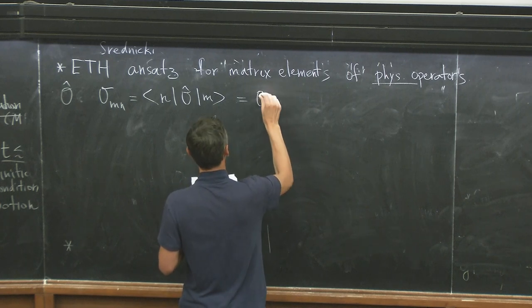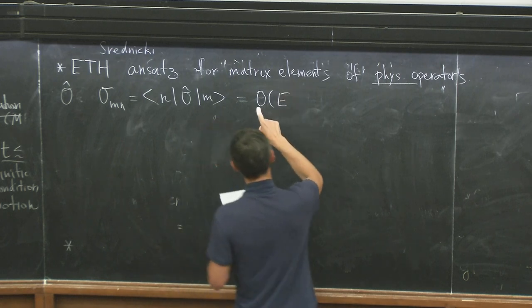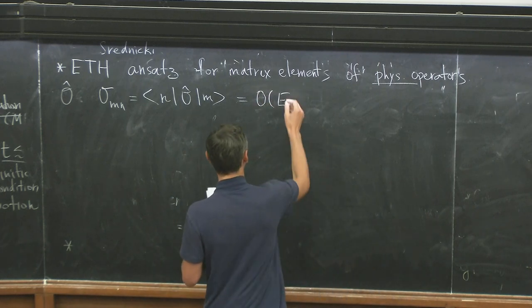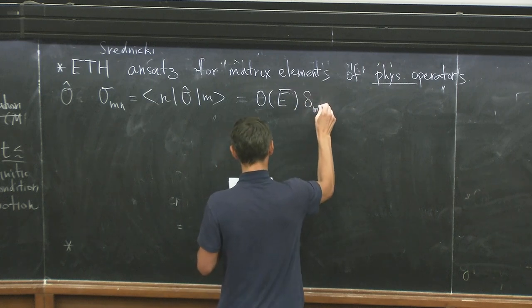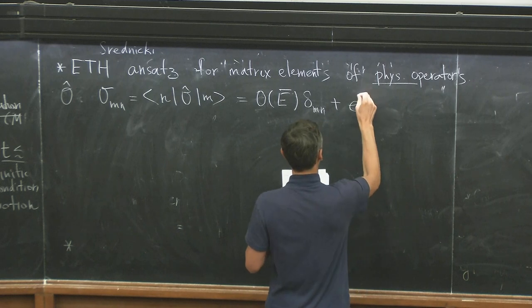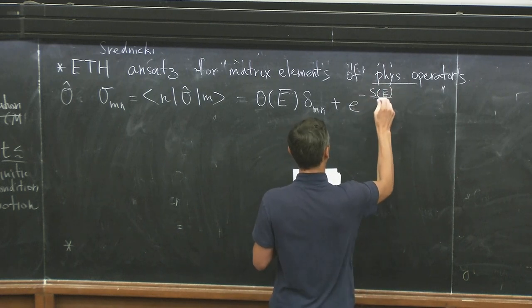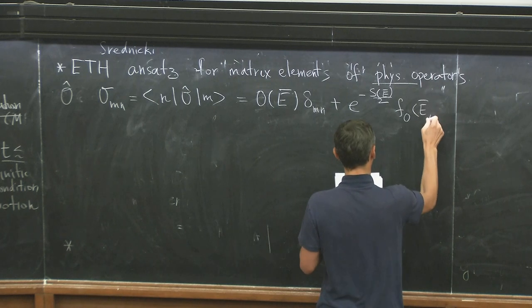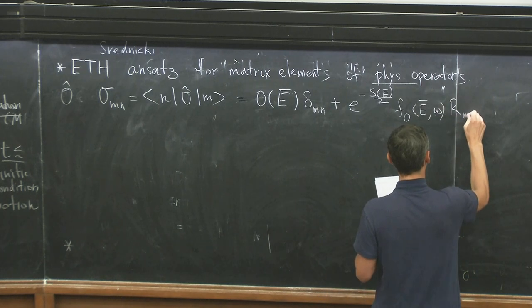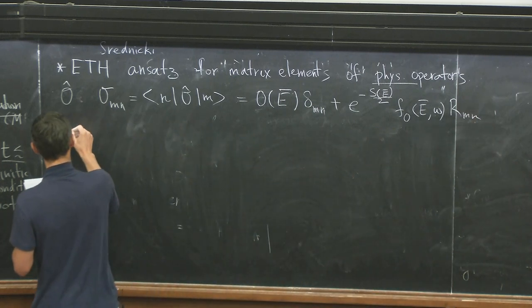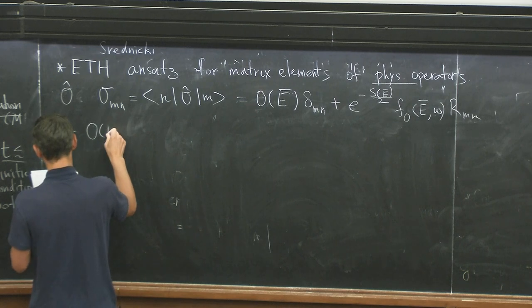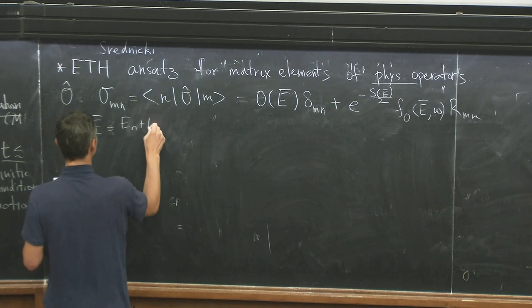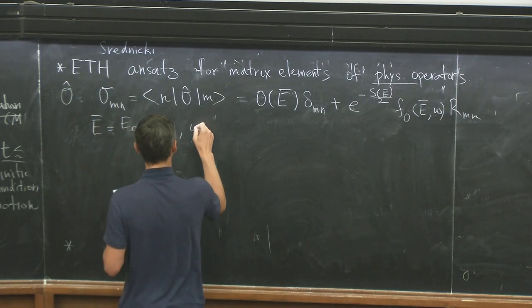There is a function. So this now becomes not an operator, but a function. I'll just draw a simple O without a hat, at E bar, delta_MN, plus e to the minus entropy at the respective energy over two, f_O of E bar, omega, R_MN, where E bar is the average of the two energies, E_N plus E_M over two, and omega is their difference.